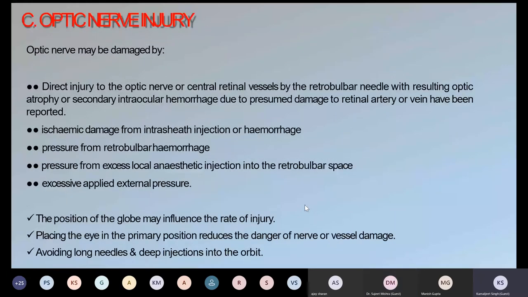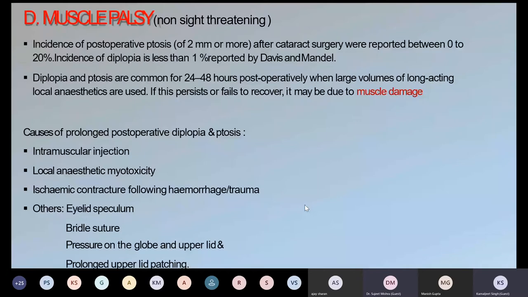Optic nerve injury I have discussed several times in the course of my lecture, so that can be there. Then muscle palsy is also there. It's not sight threatening, but ptosis is quite common with these injections. So a mild ptosis can occur postoperatively. Sometimes the patient may complain of diplopia. It goes away usually with passage of time, and so all those are complications.